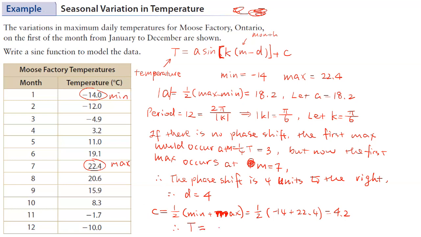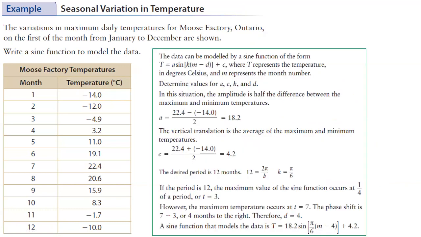T is just 18.2 times sine of pi over 6 times (m minus 4), plus C, where C is 4.2. So basically we can use a function like this to model the given data. Also, you can check the complete solution in the lecture slides after the class.